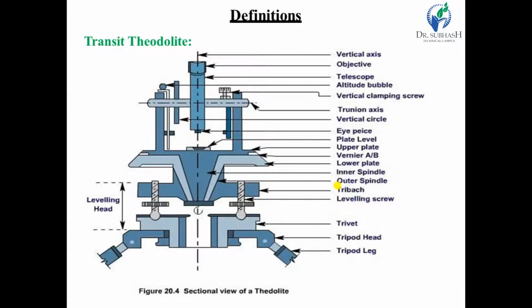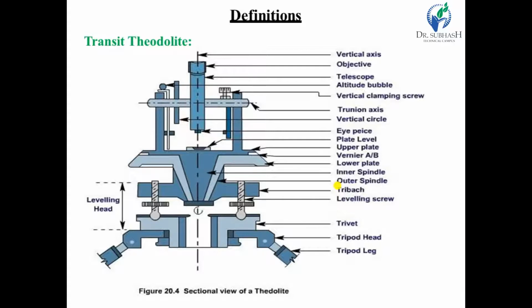See in the picture, the first arrow shows the vertical axis. The vertical axis passes through the theodolite and is perpendicular to the horizontal plane. Next, objective. The objective is one of the glass pieces on the telescope. The telescope is a pipe type arrangement on the theodolite. Next, altitude bubble, which is mounted on the top frame of the theodolite and shows the horizontal plane alignment with respect to our telescope.